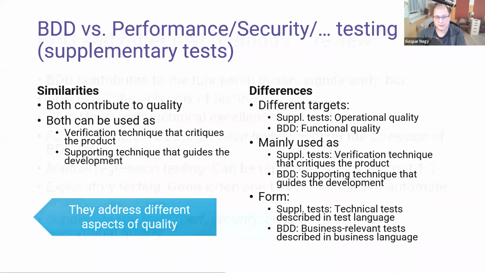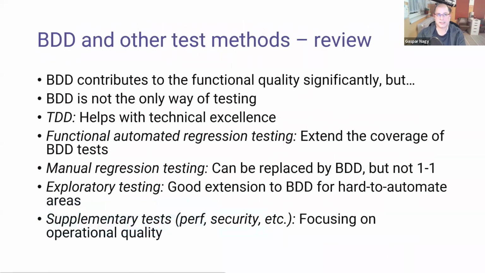So with that, we got to the end of this section. This is what we have seen. BDD contributes to the functional quality, but BDD is not the only way of testing. TDD can help with the technical excellence. Functional automated regression testing can extend the coverage. Manual regression testing can be replaced by BDD, but definitely not in a one-to-one style. Exploratory testing is typically a good extension for BDD, and supplementary tests are focusing on the other operational quality things.